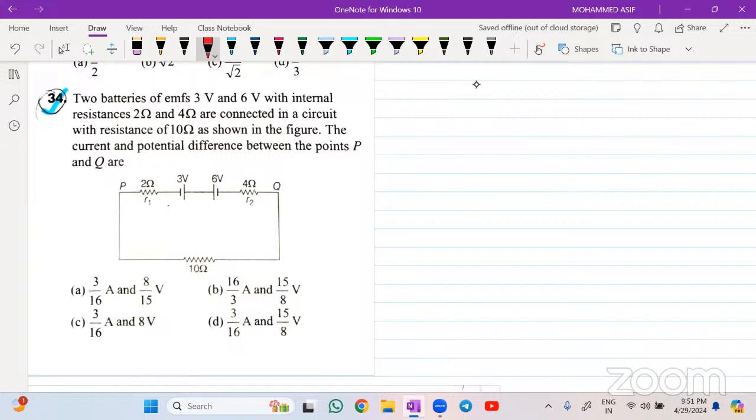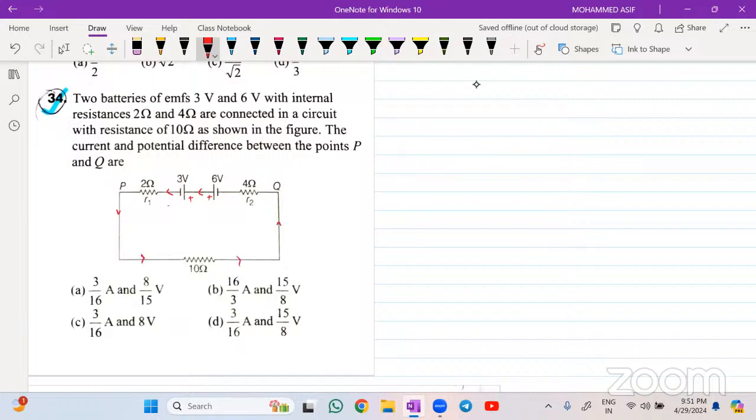Apply the Kirchhoff voltage law, that is Kirchhoff's second law. Positive is connected to positive. The current and potential difference will be equal to how much for this one? Anyone? Apply KVL, beta. This is 3 volt, this is 6 volt, so the current from the 6 volt will be dominant like this.